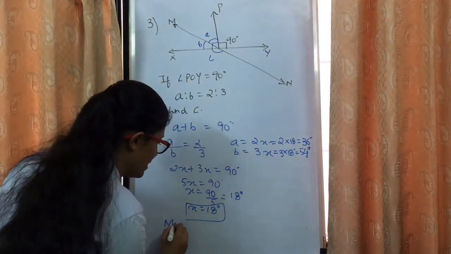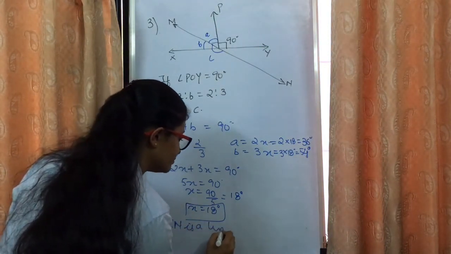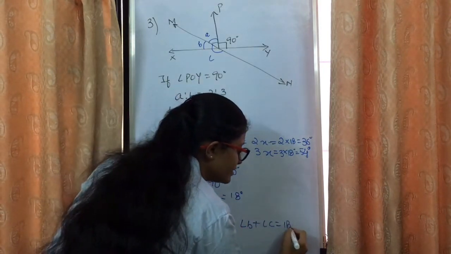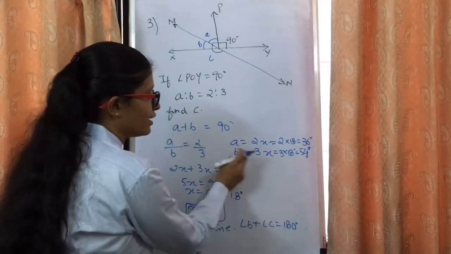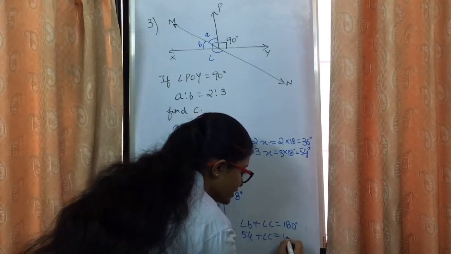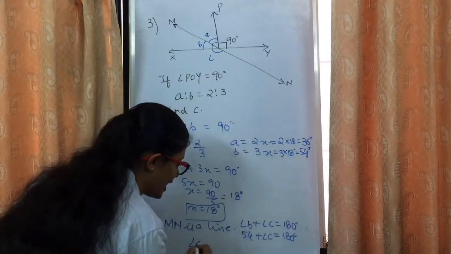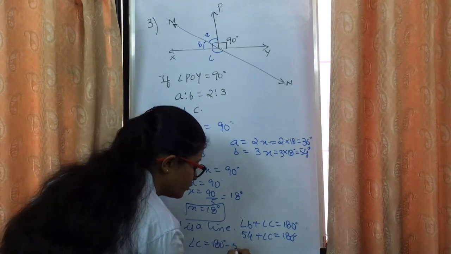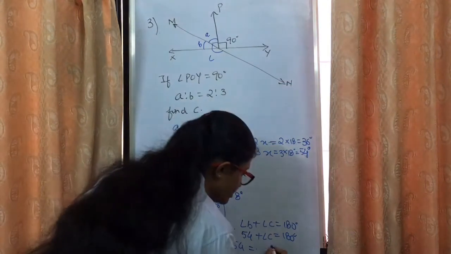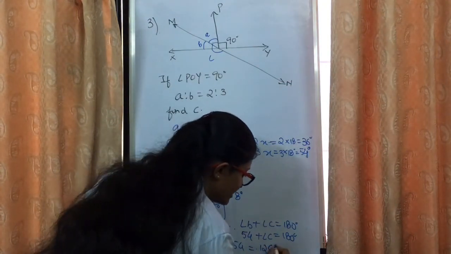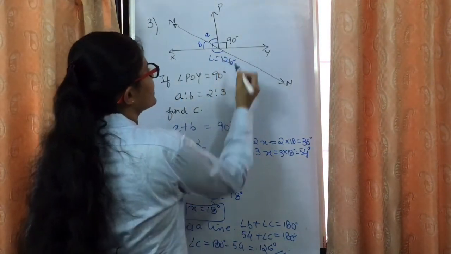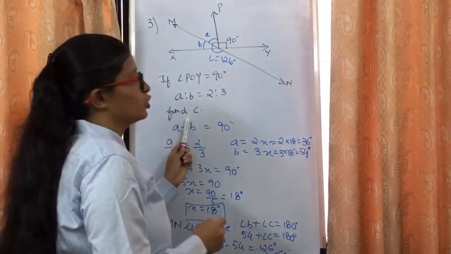So we can say MN is a line. And together angle B plus angle C will make 180 degrees. And we know the measure for angle B, which is nothing but 54 degrees. So 54 degrees plus angle C is equal to 180 degree. So from here, angle C comes out to be 180 degree minus 54. And 180 degree minus 54 gives you 126 degrees. The answer for angle C comes out to be 126 degrees, which was asked in the question.